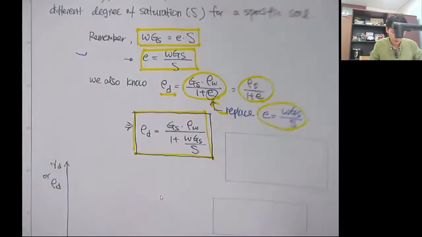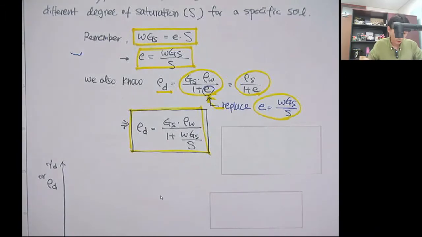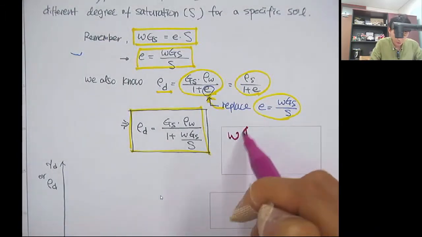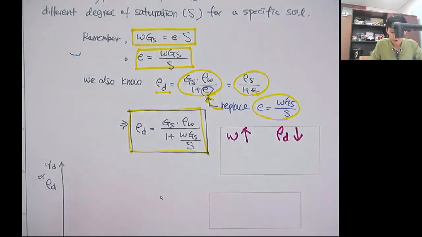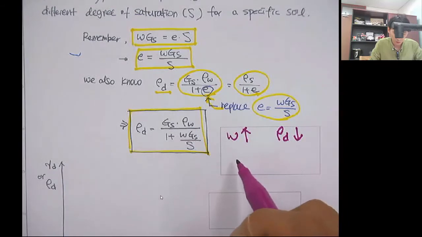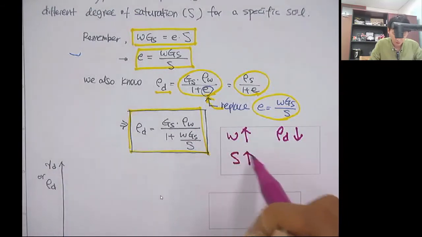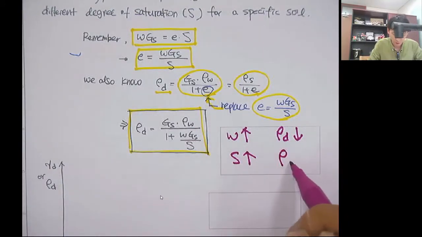From this relation, we now know that as the w, the water content, increases, we can expect that the degree of denseness or the dry density decreases, or if the degree of saturation increases, the dry density increases.